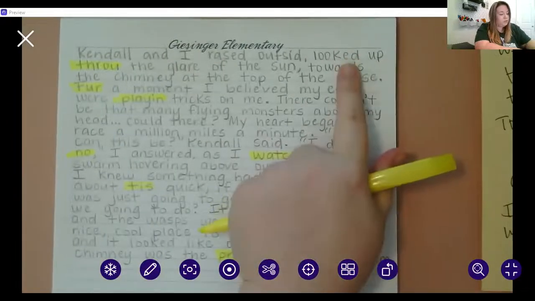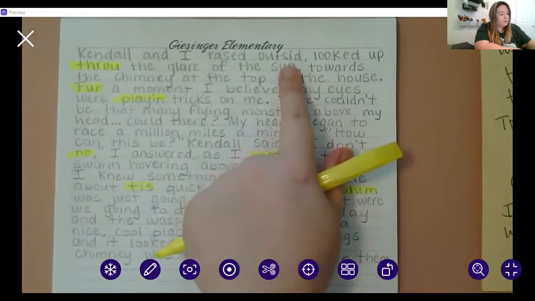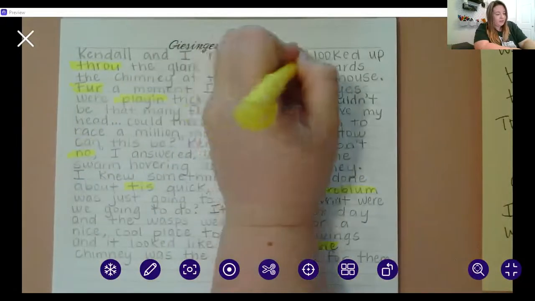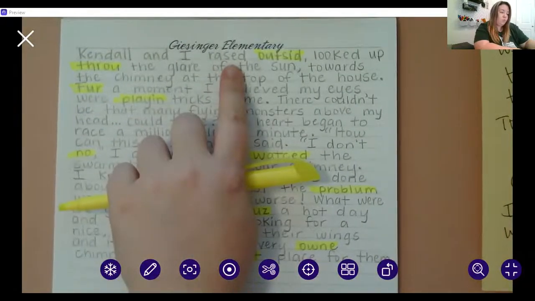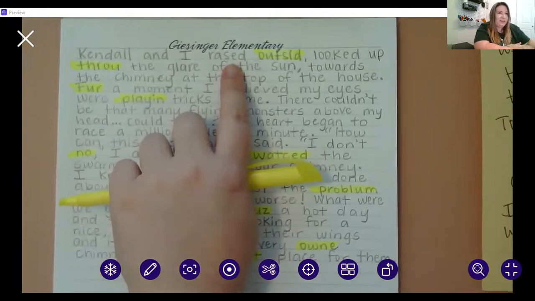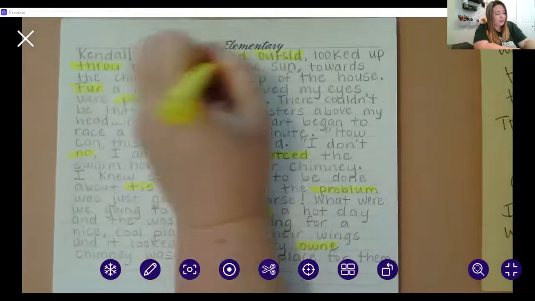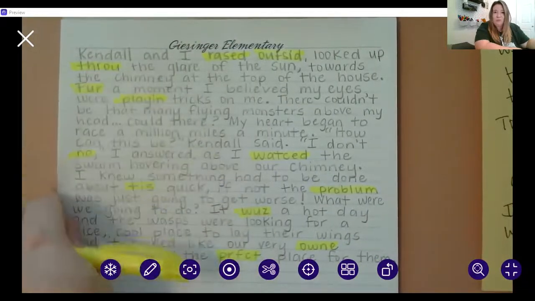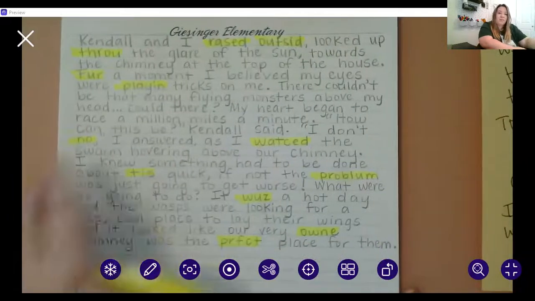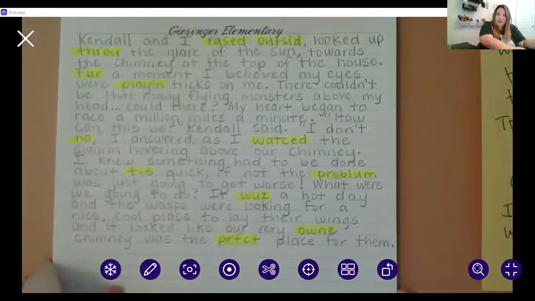Up, looked, outsid. I know side has an E on the end. I think I forgot that. Raced. You know, when I was writing this, I couldn't figure out if it was with an S or a C. So I might need to use my resources to check that. I and Kindle.